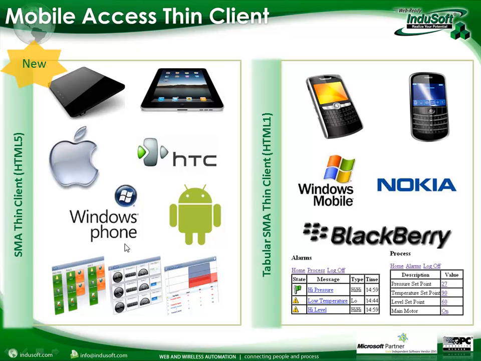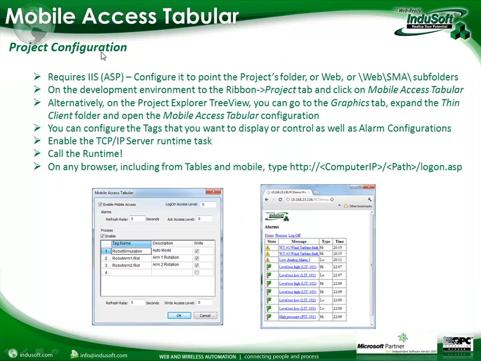So the first thing that we're going to do is the tabular version of this. So we're going to go configure this. This is what it looks like on a browser when you're running this, and this is the configuration. There's some step-by-step here. These are covered in the help system, but it does require Microsoft IIS. You cannot use Apache or other web servers for this. And we're going to point to either the project folder, the web folder, or ultimately the web /SMA subfolder.